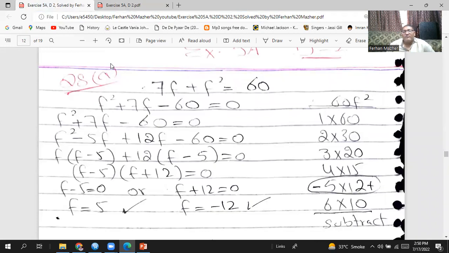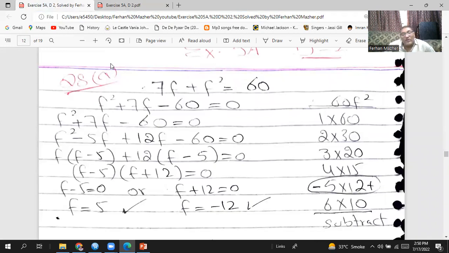Because with the third term we have negative sign, I will look for that pair which by subtraction will give you positive 7. So that's 5 and 12. By subtraction, they give me 7. We want positive 7, so with the large number, I will put the positive sign. With the smaller number, I will put the negative sign.